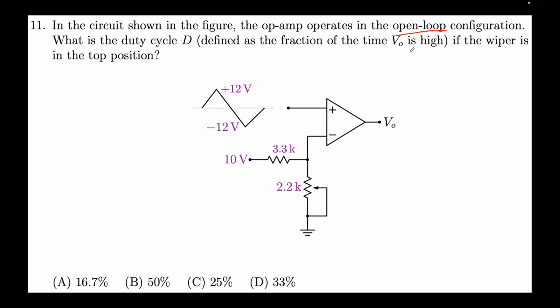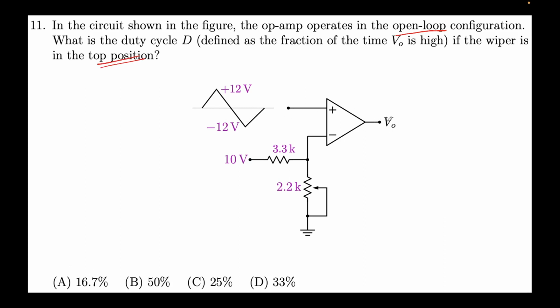We already talked about what is T. That's when it's high. If the wiper is in the top position, this is a variable resistor, right? The wiper in the top position would mean that it is touching here. We'll talk about the top position, okay? And this is the input waveform that is being given to us. So essentially, we need to find out when V naught is positive.